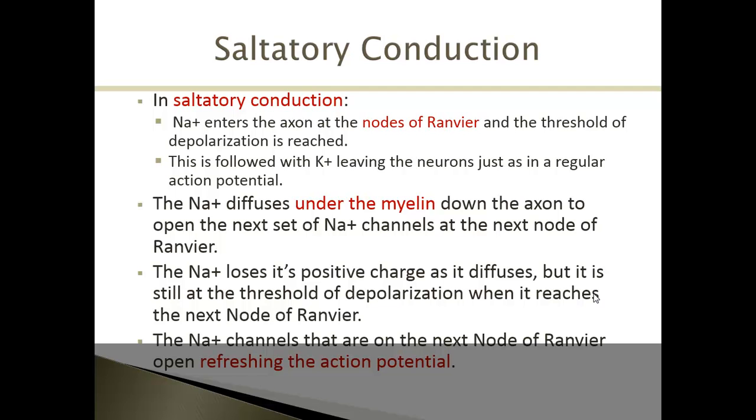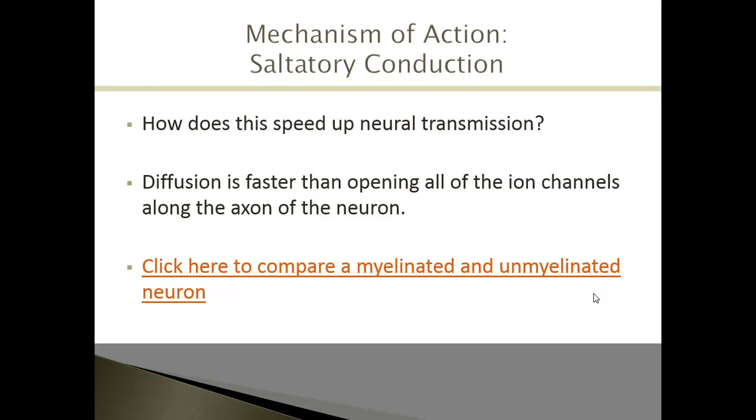So why does this happen? How does this speed up neural transmission? It speeds up neural transmission because that diffusion of sodium underneath the myelin is actually faster than opening and then closing all of the sodium and then potassium ion channels. Here's a little website where you can simulate what's called saltatory conduction. This neural transmission in a myelinated neuron is saltatory conduction.